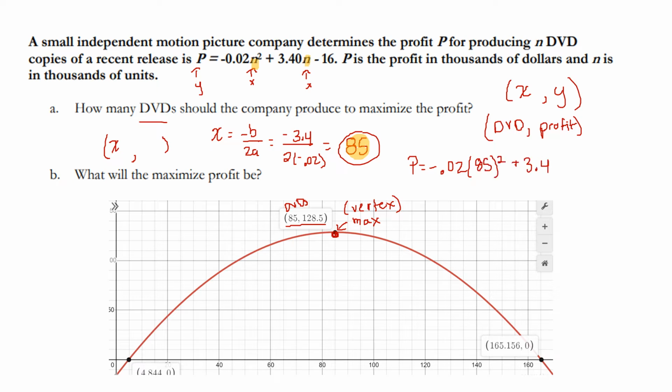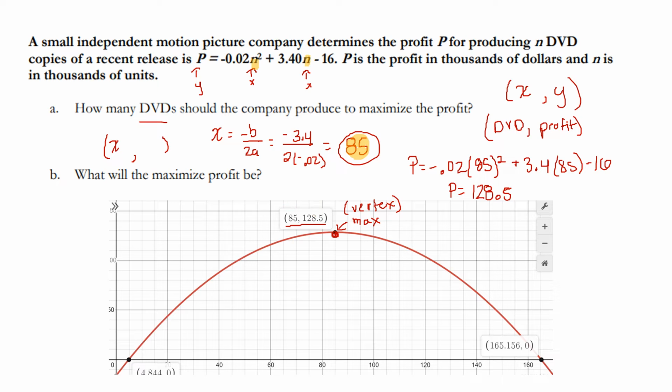All right, and if you do this, again, I highly recommend plugging it into a calculator. We end up with a profit of $128,500. Okay, so we're talking big money here. So this is our profit. This is our number of DVDs we are buying or making. Okay, make that a little bit neater.